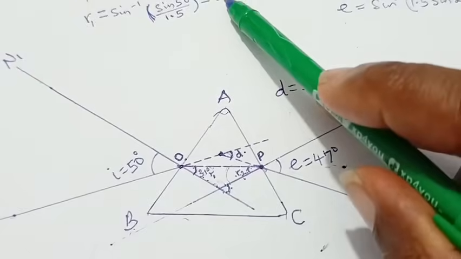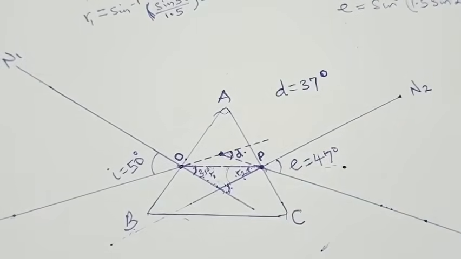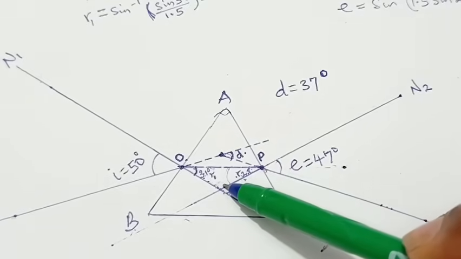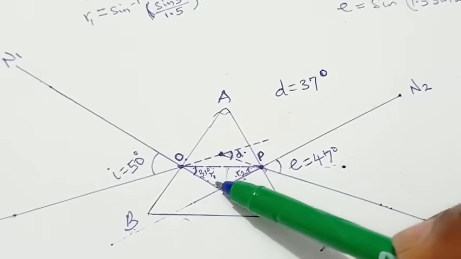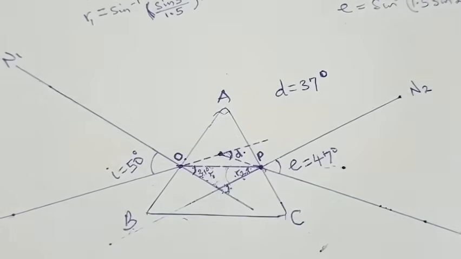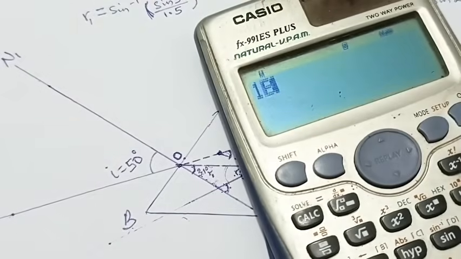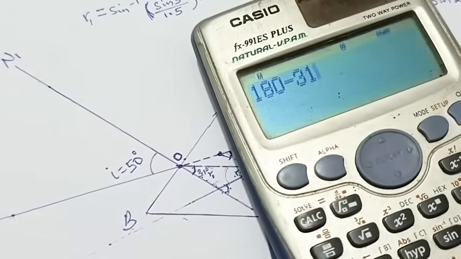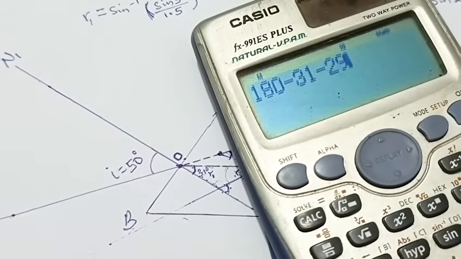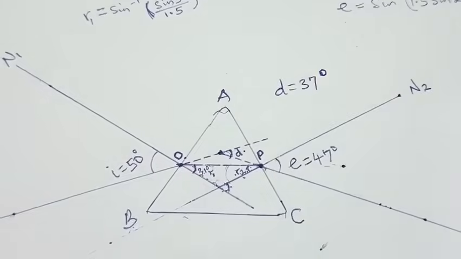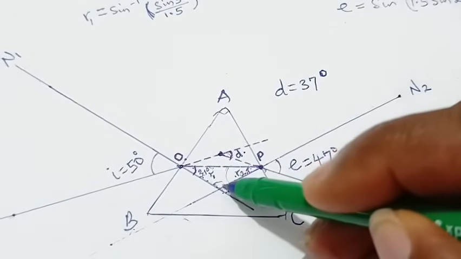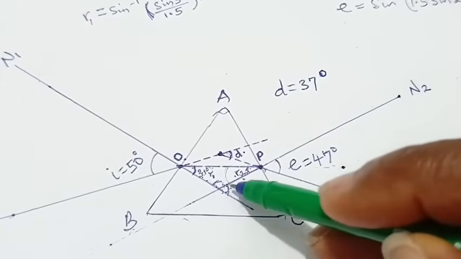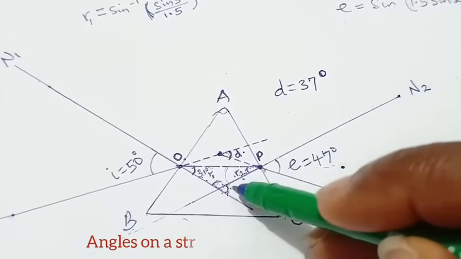R1, which is 31, plus R2, which is 29, plus this unknown part will be equal to 180. So you solve for this part. And once you get the value of this angle, just do 180 minus the value of R1, which is 31, minus the value of R2, which is 29, equal to 120. So this angle here is 120. And with that, you can get this angle here. This angle will be 180 minus 120. So here will be 60 degrees.